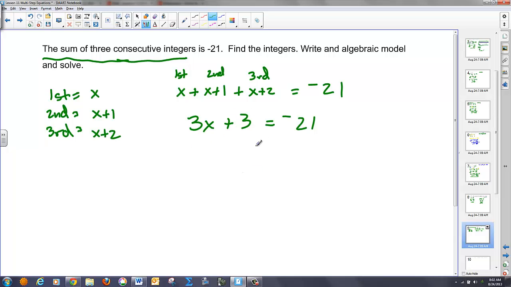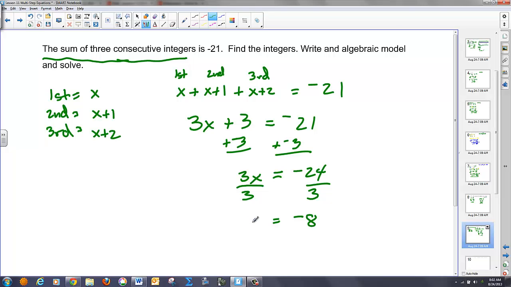I'm going to solve this by undoing the addition of 3, so I'm going to add a negative 3 to both sides. This gives me negative 24 is equal to 3x. Since 3 goes into 24 evenly, I'll just divide by 3 on both sides. 24 divided by 3 is 8, but I have a negative and a positive, so this is going to be a negative 8 is equal to x.